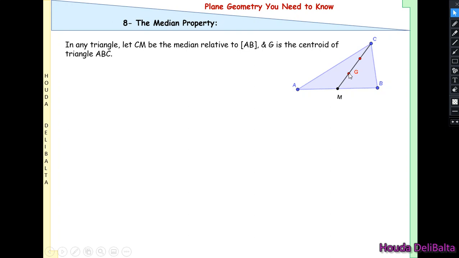If you want to know how to mark it, you just draw a second median and you will be sure that they are going to intersect here. And now we are going to understand the rules by which I know how to mark G. CG is equal to 2/3 of CM. That's a rule. And GM is equal to 1/3 of CM.